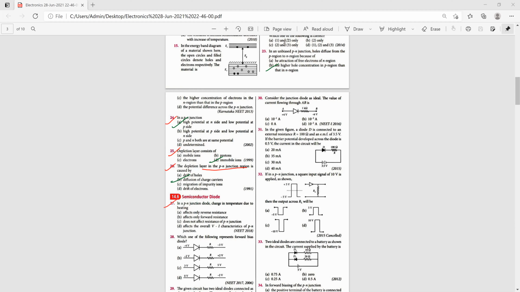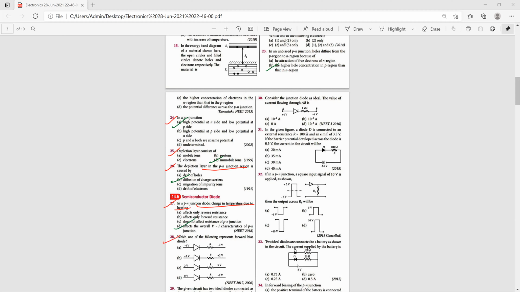27th, in a PN junction diode, change in temperature due to heating affects only reverse resistance, affects only forward resistance, does not affect resistance of the PN junction, or affects the overall VI characteristics of the PN junction. Due to heating, the number of electron-hole pairs will increase, so the overall resistance of the diode will change, due to which forward biasing and reverse biasing both are changed. Therefore, this one is the right answer.